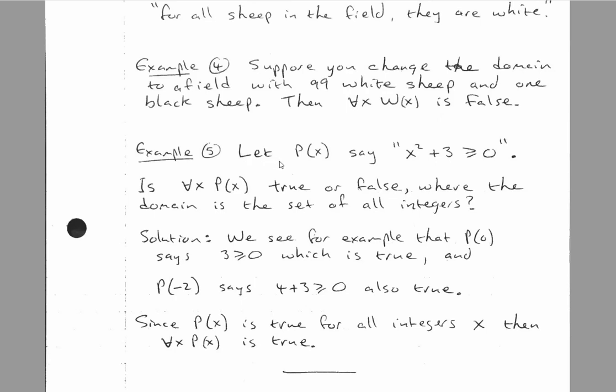Okay, example 5. Let's get back to numbers. Let p of x say x squared plus 3 is greater than or equal to 0. Okay, so is for all x, p of x true or false? Where the domain we're talking about here is the set of all integers.